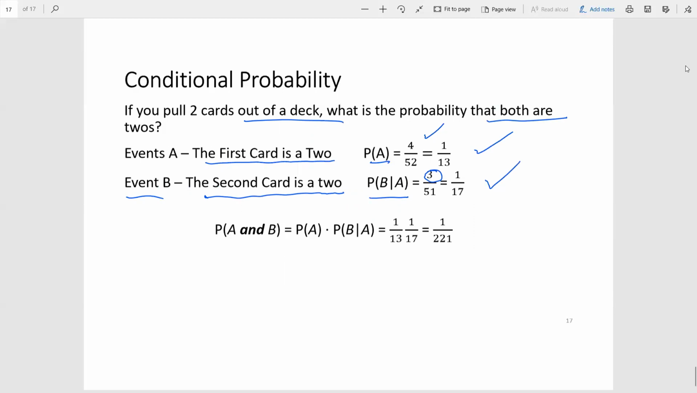So the probability of both A and B occurring is 1/13, the probability that the first card is a 2, times 1/17, which is the probability that the second card is a 2, given that the first one was a 2. And that is equal to 1 over 221. And that is the section on combining probabilities.